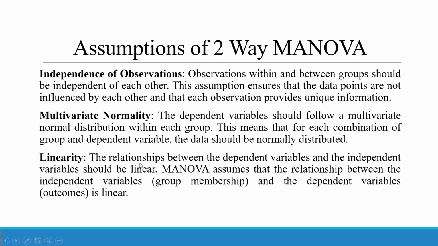Assumptions of two-way MANOVA are independence of observations. Observations within and between groups should be independent of each other. This assumption ensures that the data points are not influenced by each other and that each observation provides unique information. Multivariate normality. The dependent variable should follow multivariate normal distribution within each group. This means that for each combination of the group and dependent variable, the data should be normally distributed.